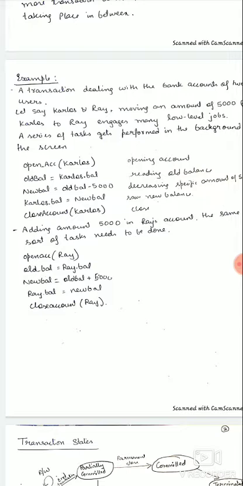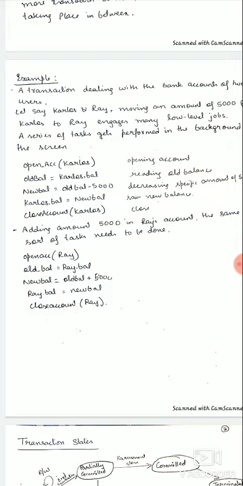So again we perform a set of instructions on Ray's account. That is, opening Ray's account, reading his present balance, which is the old balance, increasing his balance by 5,000, then finally saving this as the new balance and closing Ray's account. This is the second set of instructions performed on Ray's account. So this is the transaction that is happening, and these sets of instructions are called a transaction.